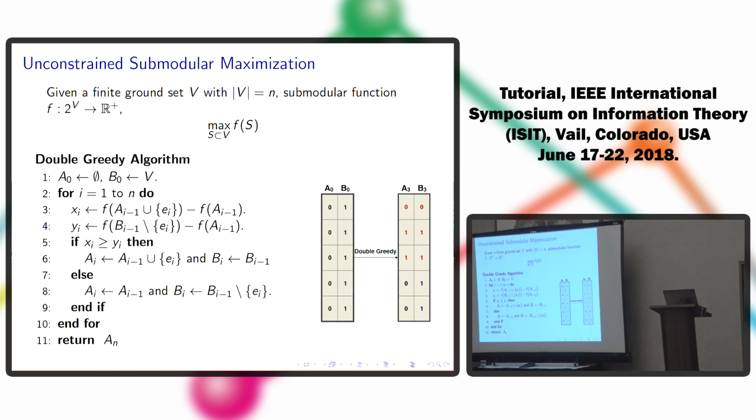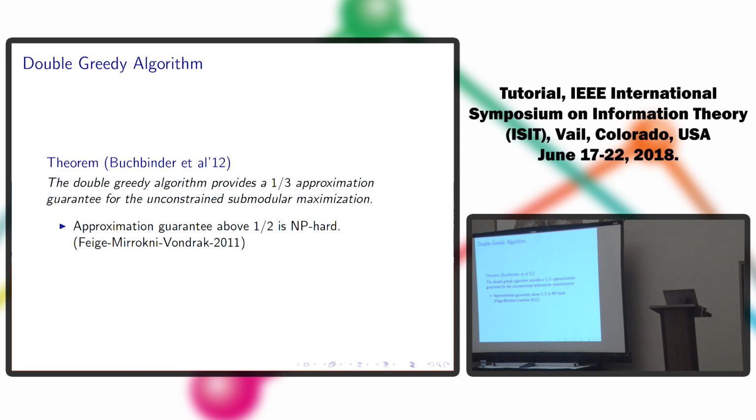And what is nice about this algorithm is that these guys basically showed that it gives a 1/3 approximation guarantee for the unconstrained submodular maximization. However, it's not the best approximation guarantee. There was a paper a year before that showed that the best approximation guarantee, they couldn't come up with one, but they showed that it is NP-hard to get better than 1/2. And we are going to see how we can actually get 1/2, but with a different idea. Related, but different.